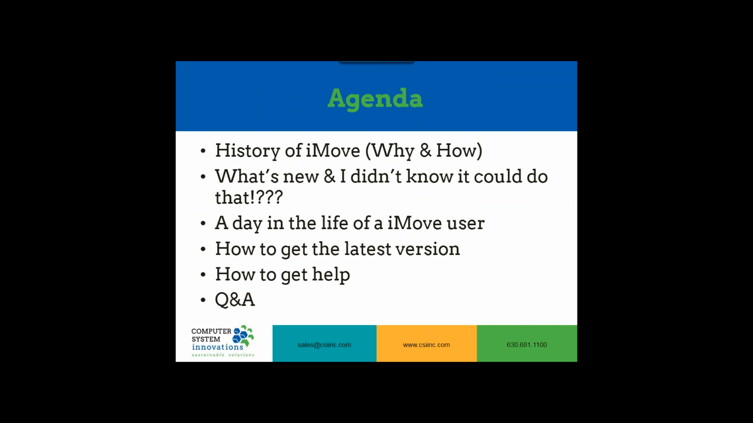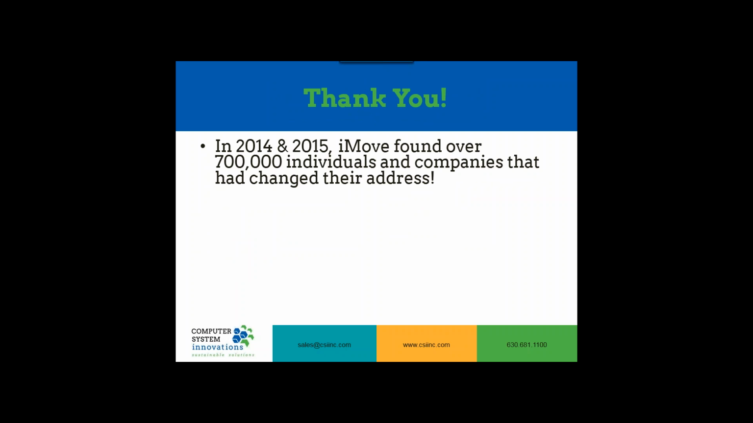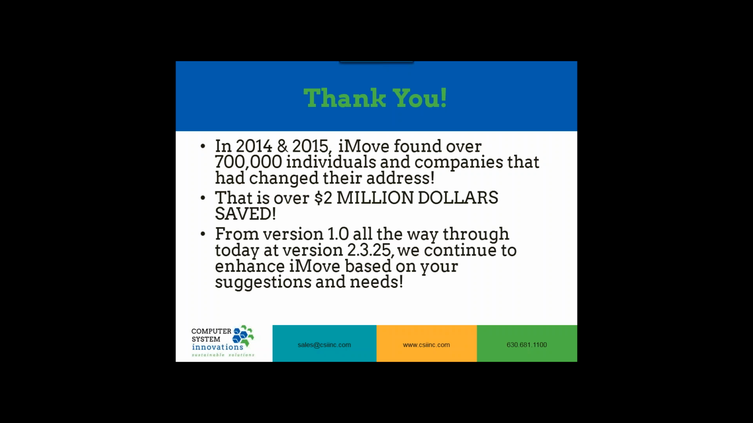So we went back to SmartSoft, the people that run the engine here of iMove, and they said that, hey, your users have found over 700,000 moves in 2014 and 2015. So that's pretty cool because that's about $2 million in savings. So that's significant, that's a boatload of cash. It's not lotto cash, but it's pretty good lotto. And so iMove came out 1.0. We're on 2.3.25, and thank you. It has been enhanced based on your suggestions, based on our internal usage here, but it's because of you it is where it is today.